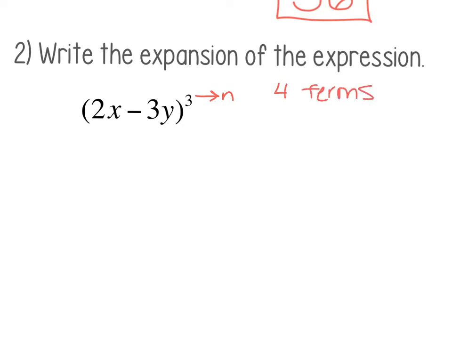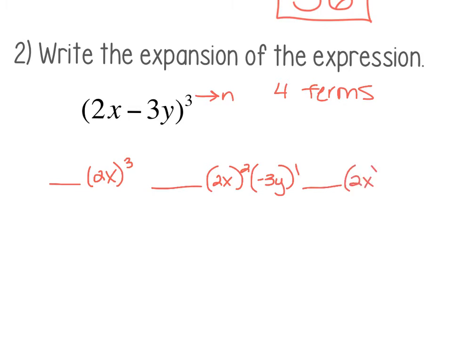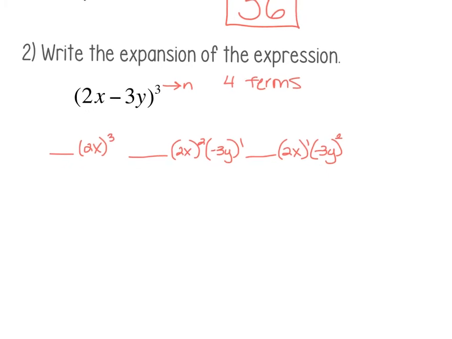So I would do, I'm going to leave a space because I'm going to fill in with my leading coefficient, 2x raised to the 3rd, and then it would be negative 3y raised to the 0, but I'm going to leave it off because we don't need it. Then it would be 2x raised to the 2nd, and negative 3y raised to the 1st. Then it would be 2x raised to the 1st, negative 3y raised to the 2nd. And then you finish it off with 2x to the 0, so I don't need it, and negative 3y to the 3rd.